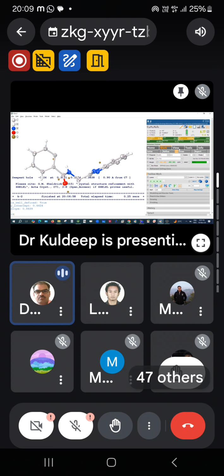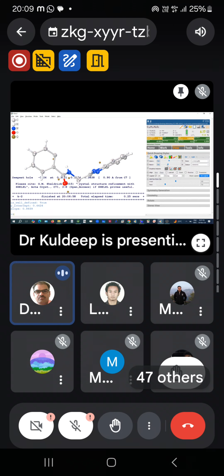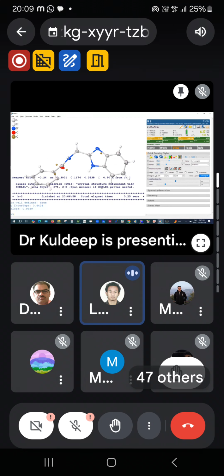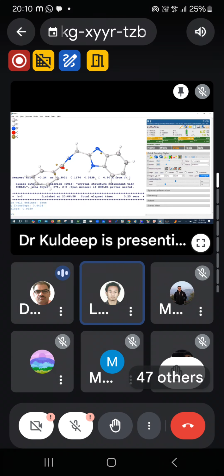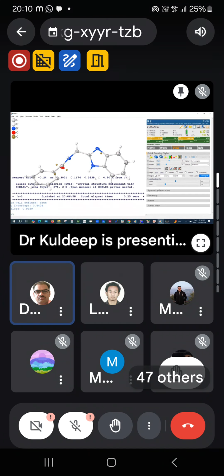Go to option view, and there is the option bond. You can make it thin also here. Okay, that's much better, I think. Yes, sir. So that means that is not a distortion. Distortion is something else. Disorder. I will discuss that, disorder and thermal motion, later on. Okay. Thank you, sir.